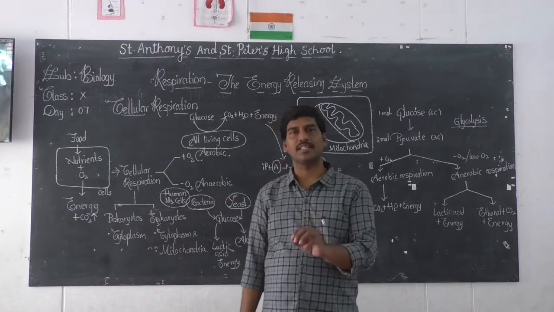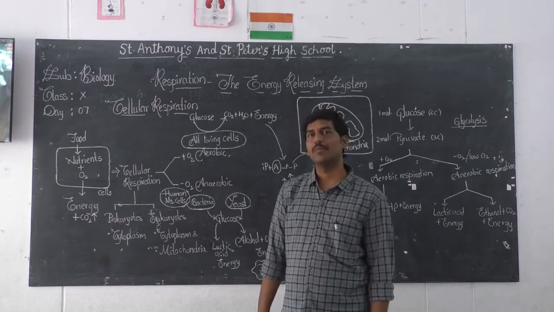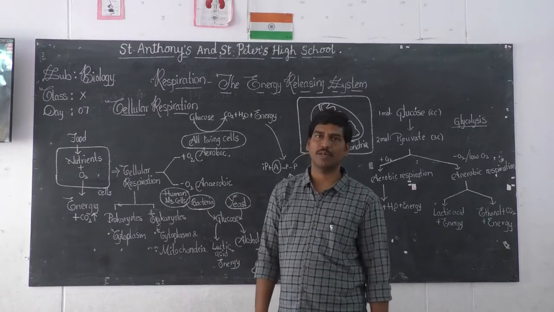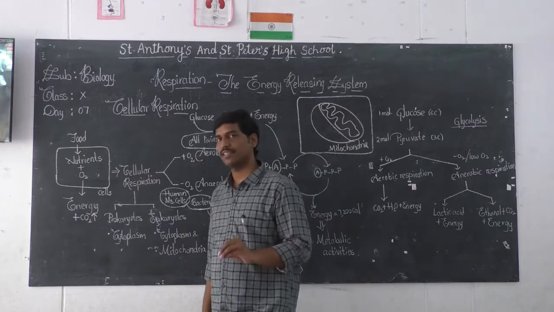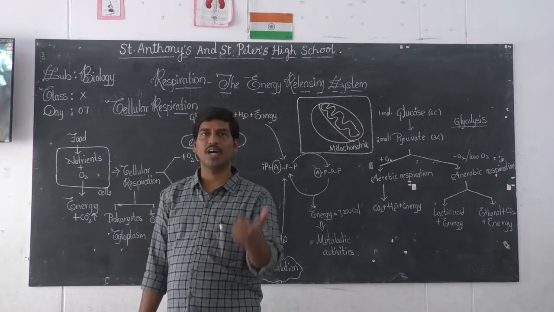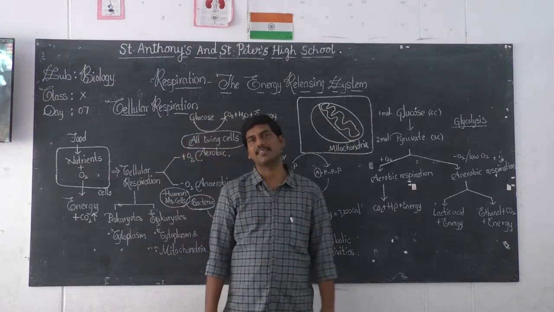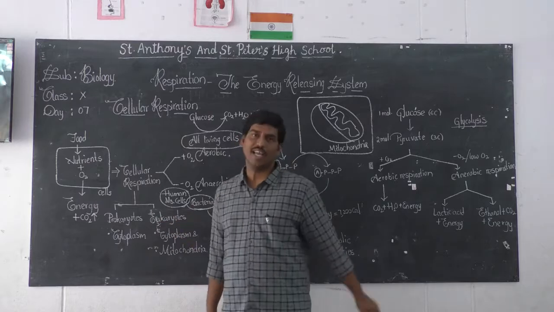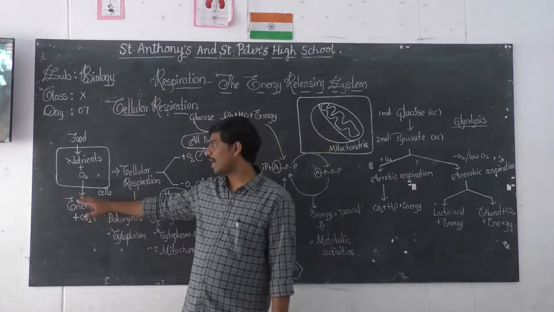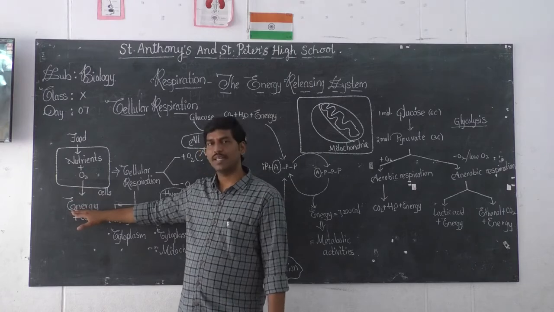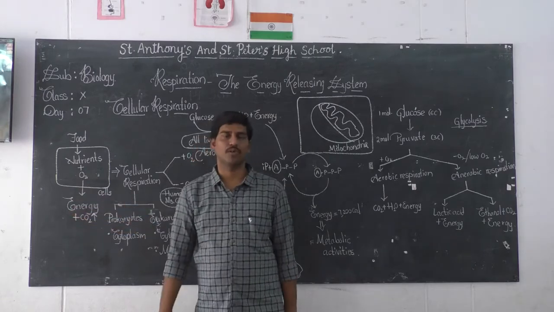There, the carbon dioxide dissolves in the blood plasma. Most of it is present in the form of bicarbonate. A very small amount of carbon dioxide is expelled from our lungs in the process of exhalation. This is what we discussed in yesterday's class, right? So now what is happening here? Energy is being liberated and carbon dioxide is being evolved.